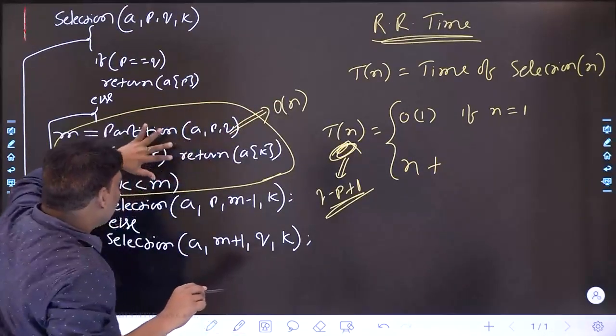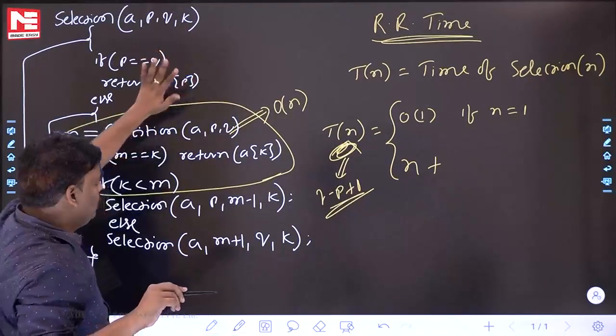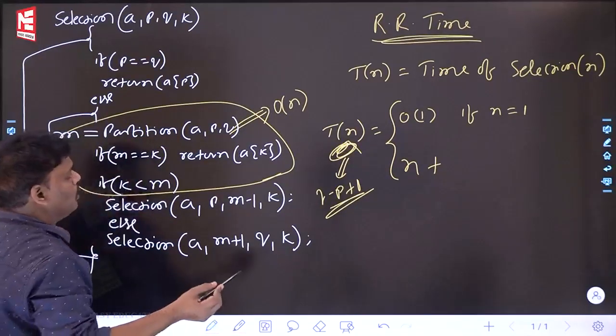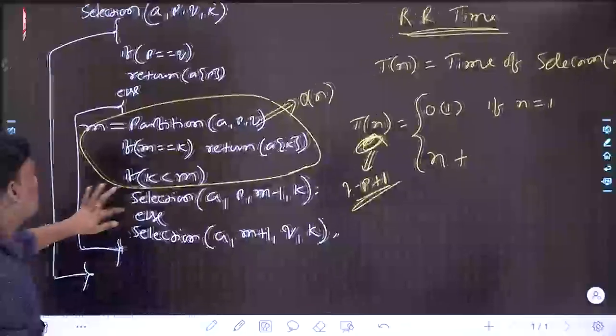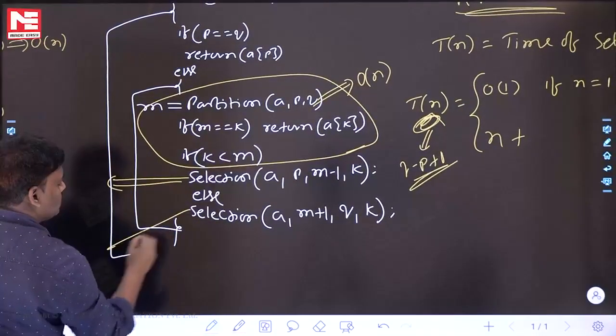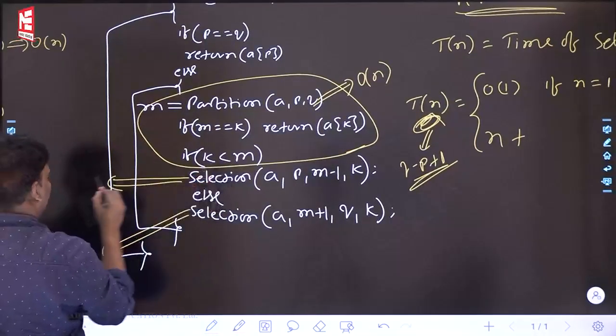After n time is over, if you are lucky, stop. Best case. If you are unlucky, after n time is over, you have to go either left or right. If you go left, some time will take. If you go right, some other time will take. How much time if you go left side? What is the answer?